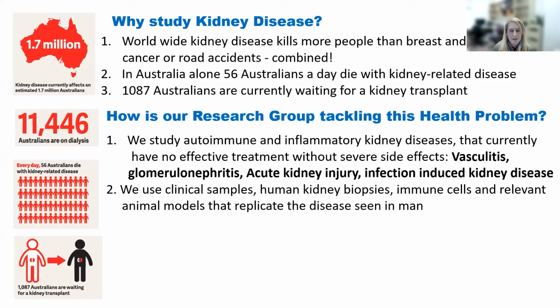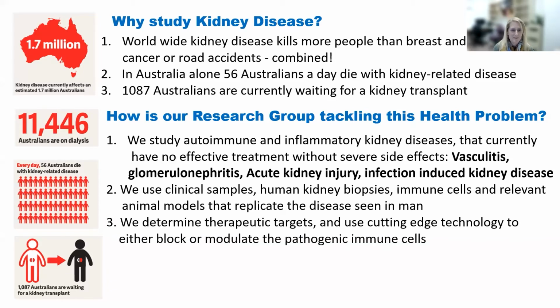And what this does is it renders the patient severely immunocompromised. An example of this is with vasculitis. In the first year of diagnosis, 30% of patients die from infection, not the disease. So you can see there's a real unmet need to find targeted therapy to help this set of patients. To do this, we use clinical samples, human kidney biopsies, immune cells, and relevant animal models that replicate the disease seen in man.